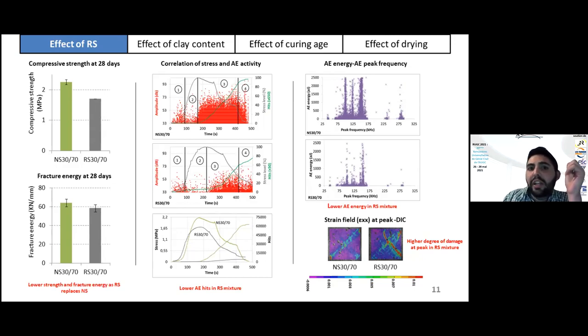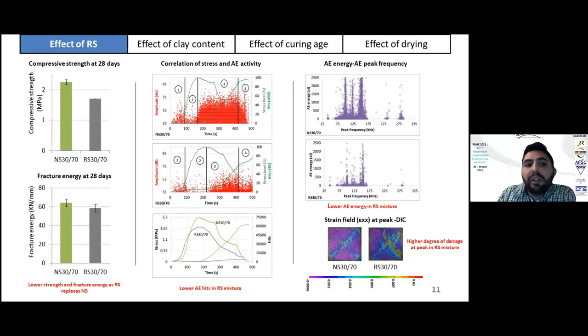Still in the correlation of stress and acoustic emission activity, the higher strength of the natural sand mixture was reflected by higher acoustic emission hits. Here we can see the acoustic emission energy and acoustic emission peak frequency of both mixtures. The acoustic emission activities were distributed at the same peak frequencies. However, the recycled sand mixture had lower acoustic emission energy, indicating a weaker material.